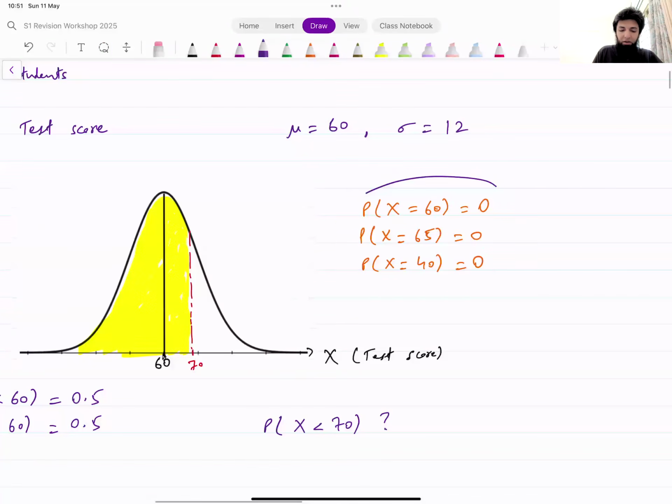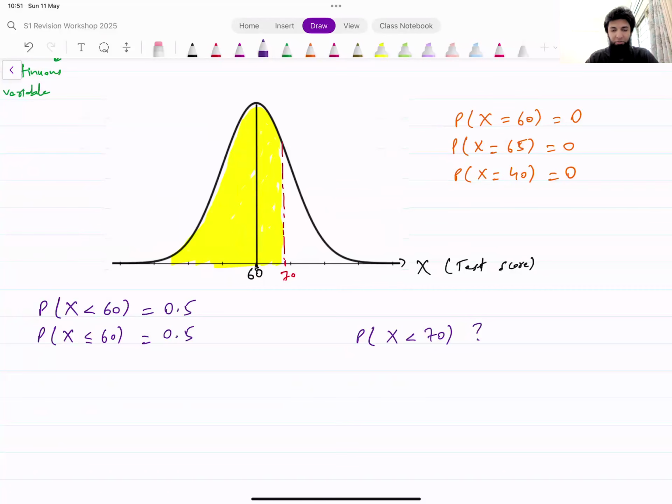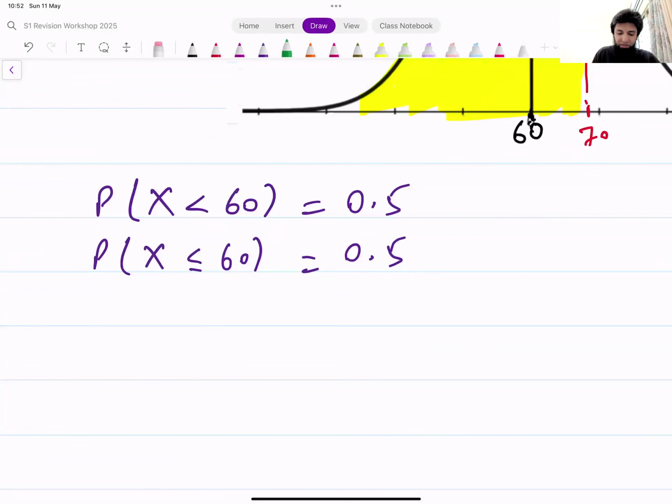So we would not generally be finding probabilities at a particular point. We will always be finding probabilities for an interval in this case, right? So less than something, greater than something, between two values. We will not be talking about these probabilities because they will be equal to each other. But why are they important? Because you need to understand that these two are the same thing. They don't have any difference.